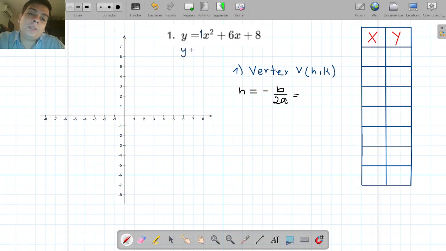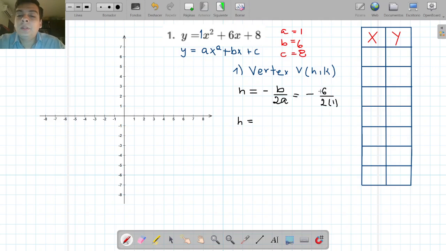any quadratic equation looks like this. So you may realize that in this case, a is just 1, b is 6, and c is 8. So in this case, we are going to replace b with 6. It says 2 times a, which is 1. If we put this in the calculator, we are going to have a result of minus 3.